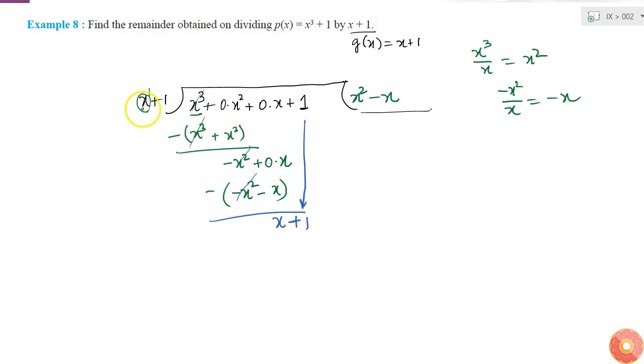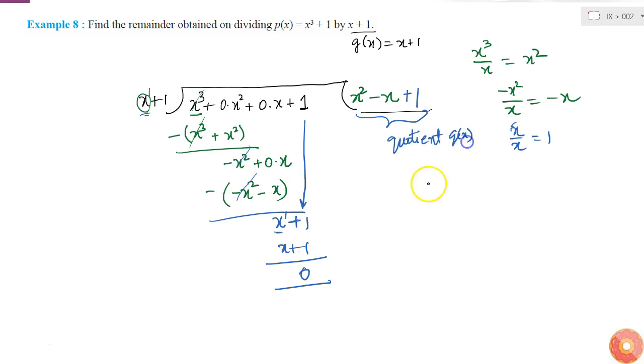Here the power of x is 1, which is the same as the power of x in the divisor, so I can still divide it one more time. x by x is 1, that is, this term divided by this term is 1. So the next term in the quotient will be 1. If I multiply x plus 1 into 1, that is x plus 1. If I subtract x plus 1 from x plus 1, I will get 0. Okay, so this is my quotient. I'll call it q of x, and this is my remainder.